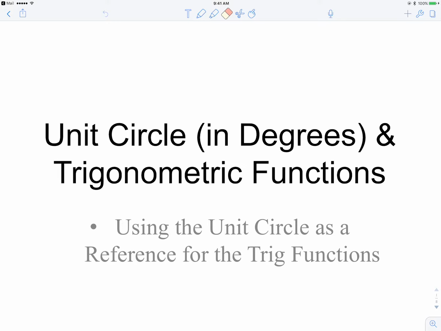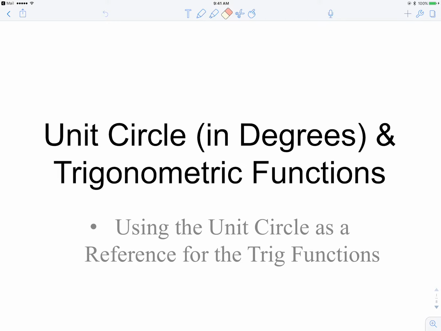Okay. So this is our first day of trig. I'm introducing the unit circle to you guys. I'm only going to show you the unit circle with angle measurements in degrees. Next class, we're going to talk about radians. We're starting with degrees because you guys are familiar with degrees from geometry. Angle measurement in degrees. And then we're going to look at how you can evaluate trig functions using the unit circle.